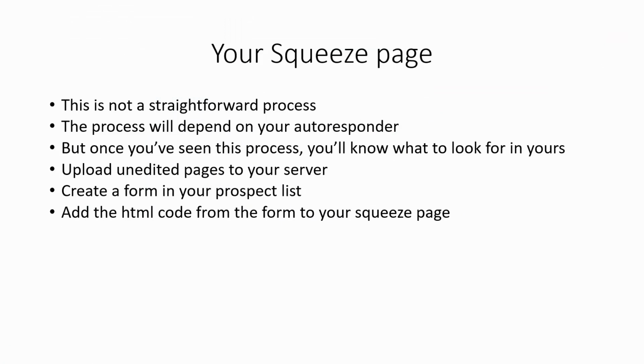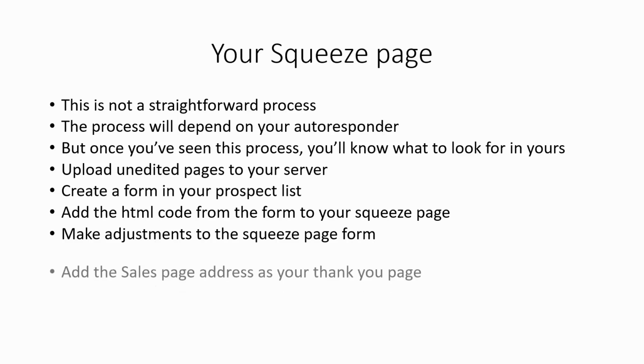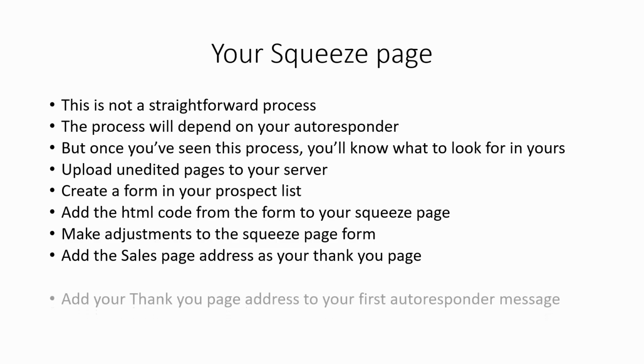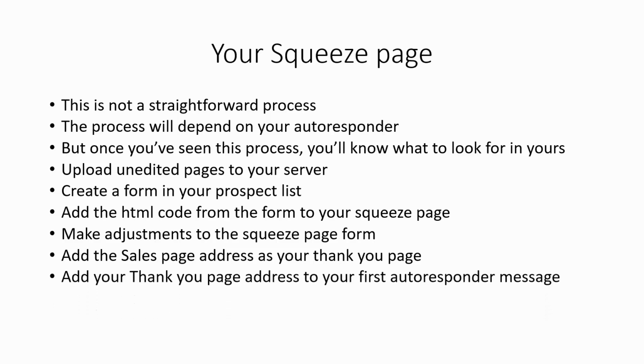Okay, so we've added the code from our form to our squeeze page. We have made adjustments to our squeeze page form. We've added the sales page address as our thank you page. We've added our thank you page address to our first autoresponder message.